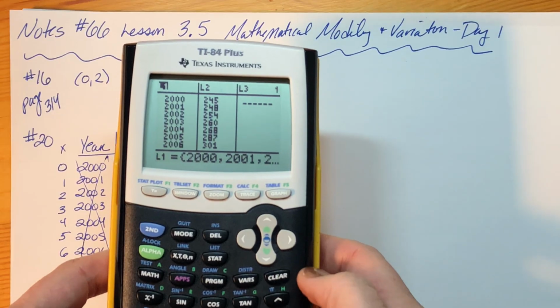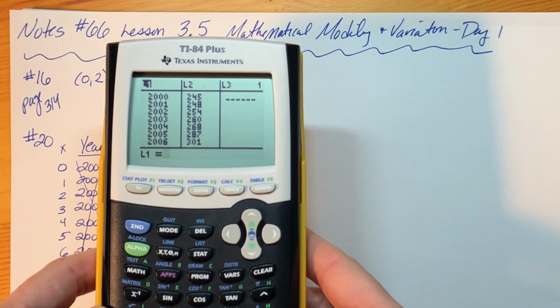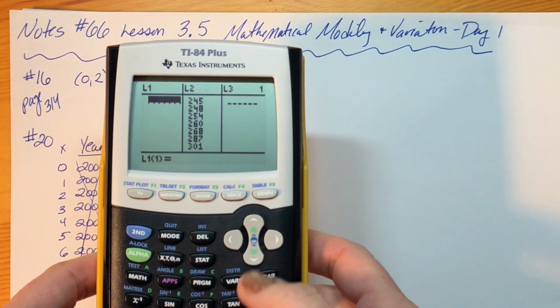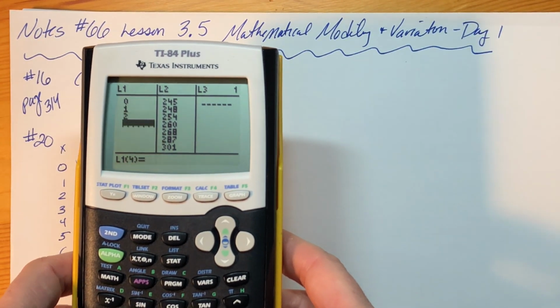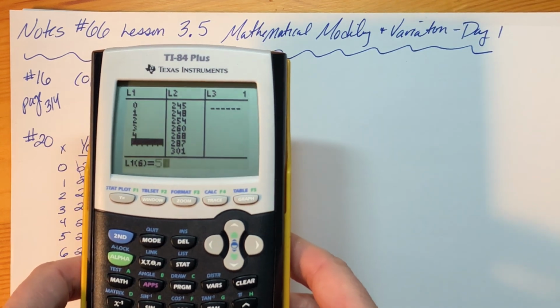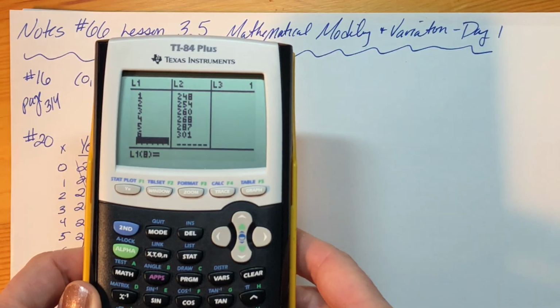So I highlight L1 and then I hit clear. Do not hit delete, hit clear. You know what delete will do? Yes, it will delete your list. 4, 5, and 6. Okay, so now our numbers are a little bit easier for us to work with.